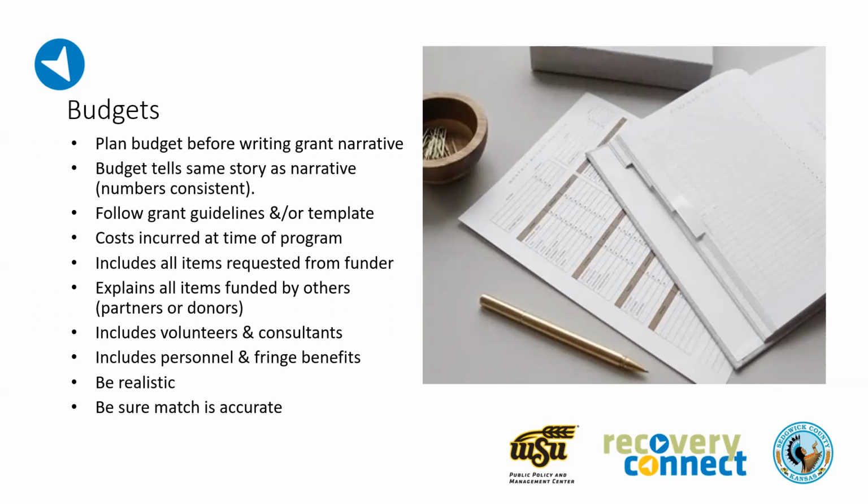Be realistic. Don't try to pad your budget. If your budget is $130,000 and the maximum the grant will fund is $150,000, don't try to find that extra $20,000 just to put it in the grant. Reviewers recognize that and they do not appreciate it when you are unrealistic in the budget.